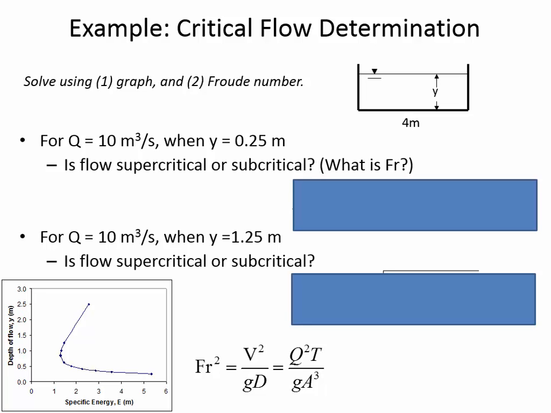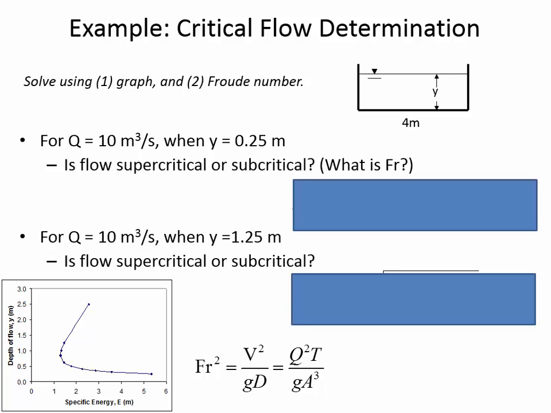All right. So if we have 10 cubic meters per second and the depth is 0.25, use the graph to tell me, is it supercritical or subcritical? We can tell just by looking. So if the flow depth is 0.25, for this chart, is the condition supercritical or subcritical?